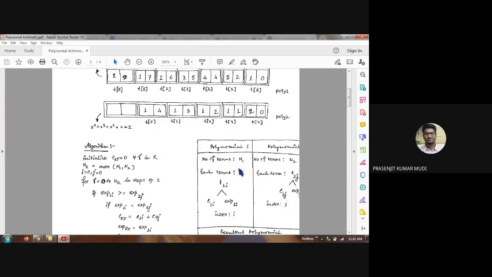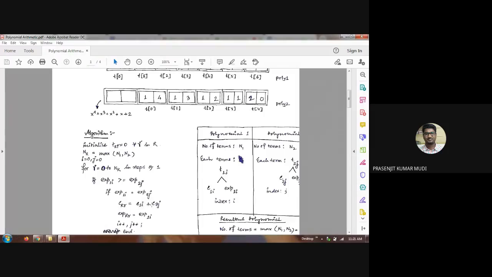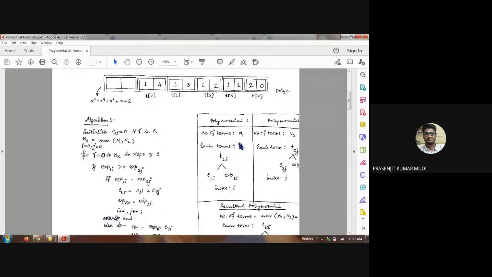What will happen? See, 4 greater than or equal to 4 satisfied. Further if condition, is 4 equal to 4? Yes. So what will happen? Their coefficients, here the coefficient is 4, here the coefficient is 1, they will be simply added. 4 plus 1 equal to 5. So C1i plus C2j, their coefficients are being added and stored into the corresponding coefficient in the resultant polynomial, CR. That's easy, very easy, right? And then the corresponding exponent will become the same exponent, exp1i or exp2j, right?